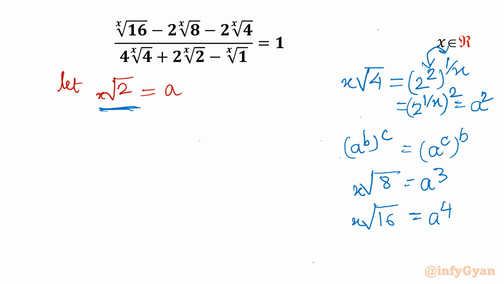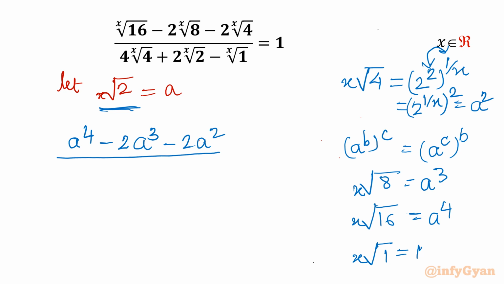Let us put all the values, and xth root of 1 will always be 1 once x is real. So I will write our equation as a power 4 minus 2a cube minus 2a square, divided by 4a square plus 2a minus 1, equal to 1. Now it is exponential, so a cannot be equal to 0 and it would always be positive. It won't intersect the x-axis, so it would always be positive.